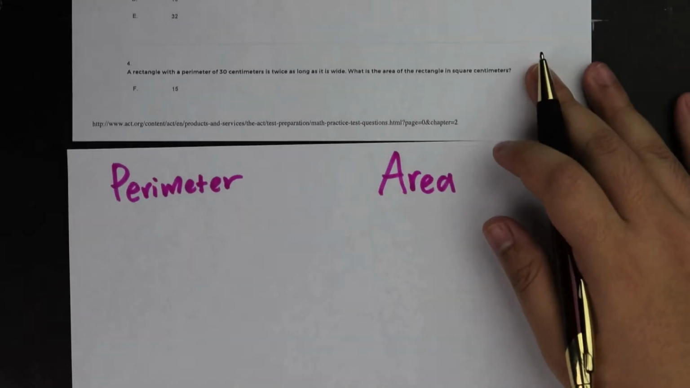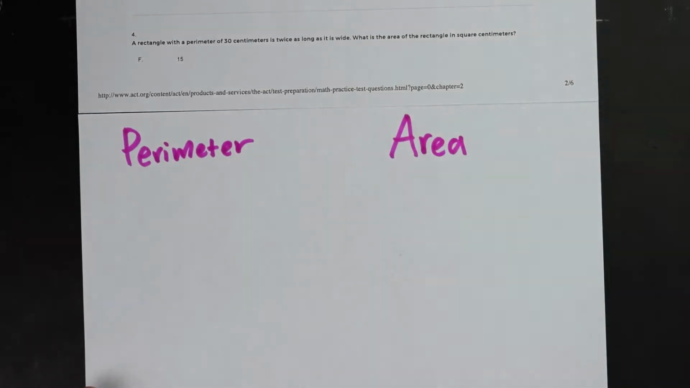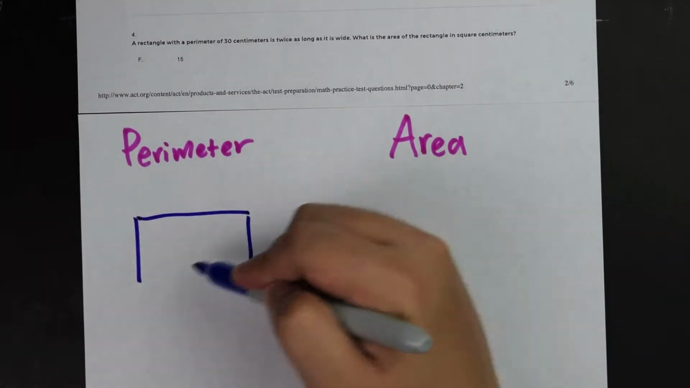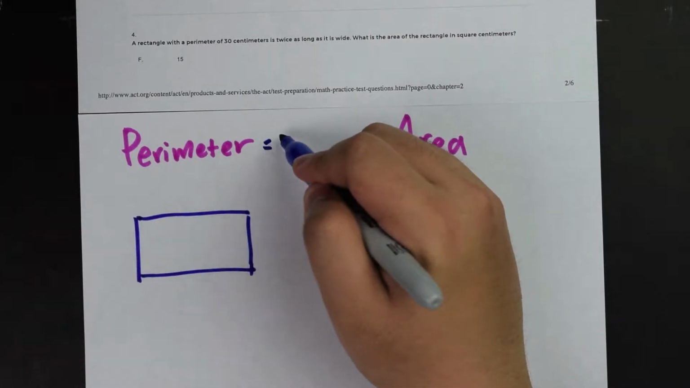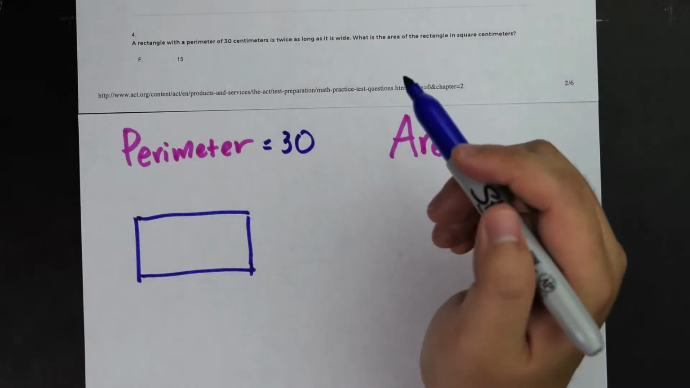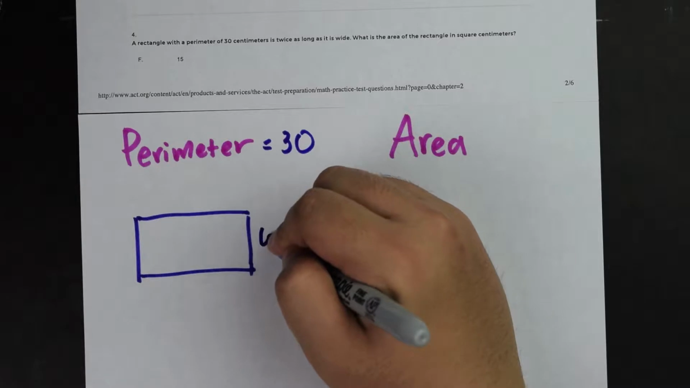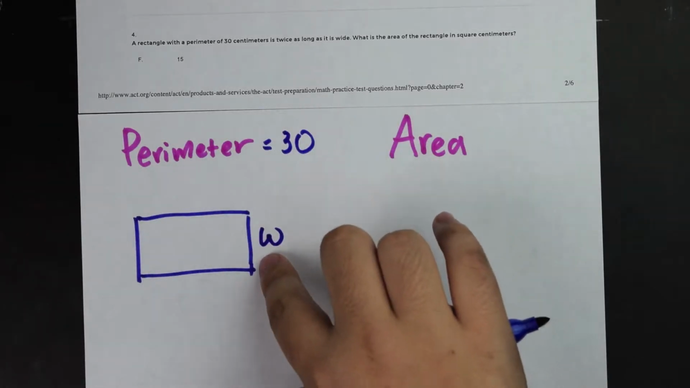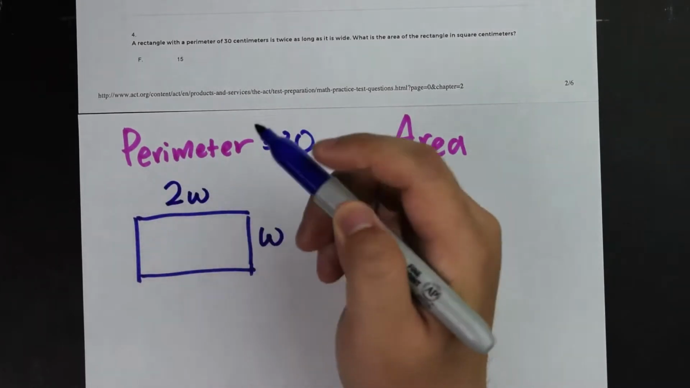They mentioned that it's a rectangle with a perimeter of 30. This is where the potential confusion could come in, and I might just use a different color. So there's a rectangle right here. They say the perimeter will equal 30, right? And they state that it's twice as long as it is wide. What this means is that if W is the width, the length is double the width. So that means this portion will be 2W.